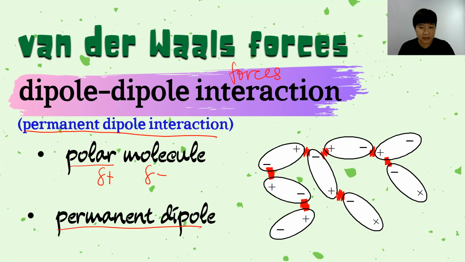And they are permanent. Why are they permanent? Because the molecule itself from the beginning is a polar molecule. So you are forever in the state of partially positive and partially negative. That's why the dipole-dipole forces is also called permanent dipole forces.